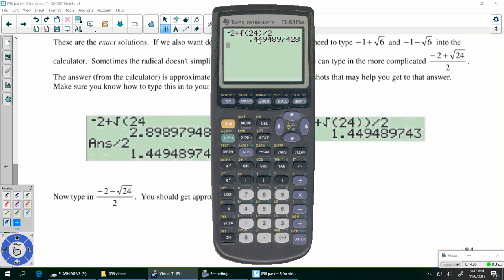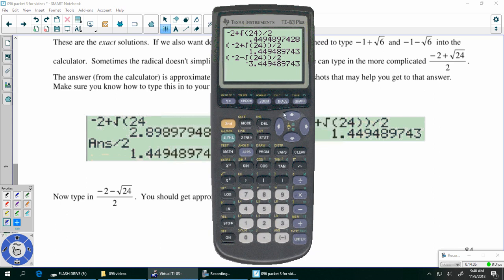So hopefully you see what I did. The mistake that I made is that I didn't put parentheses around the entire numerator. So what I should have done is open parentheses, -2 plus square root of 24, close the radical, close the numerator, and then divide by 2. This will give us one of our answers. And the other answer is exactly the same thing, but we'll just change the plus here to a subtract.